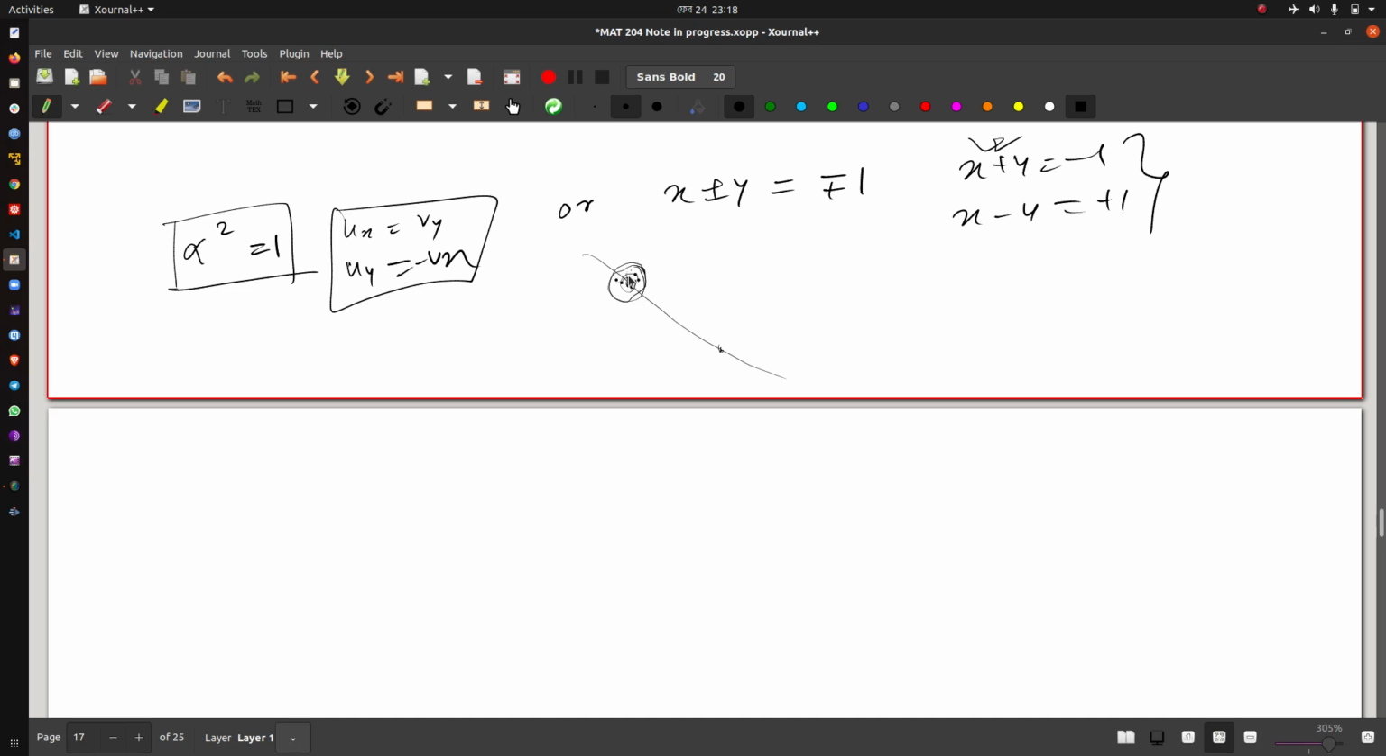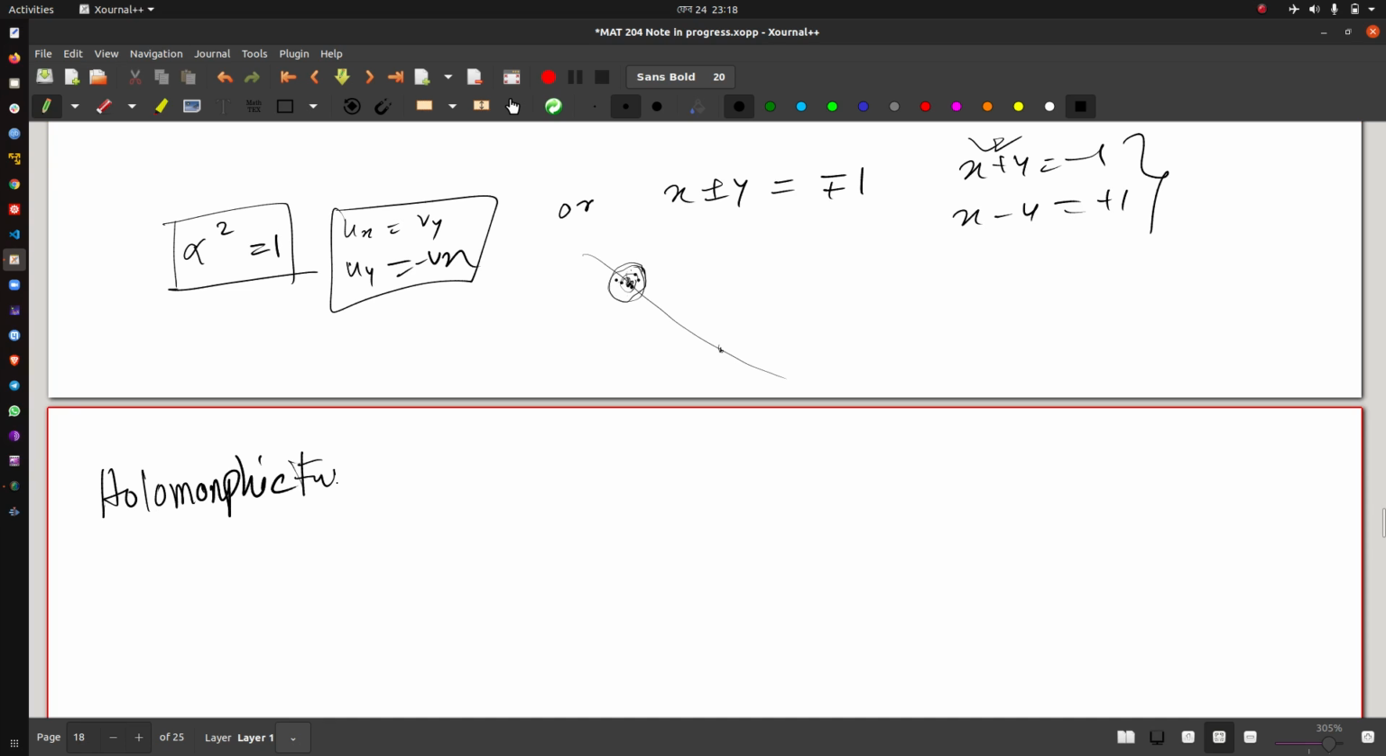Okay, and in some context, analytic functions are also called holomorphic functions as well. This is equivalent to analytic functions. They mean the same thing.